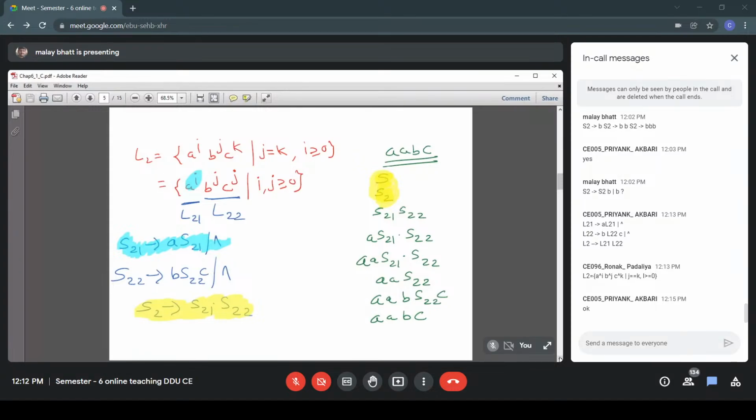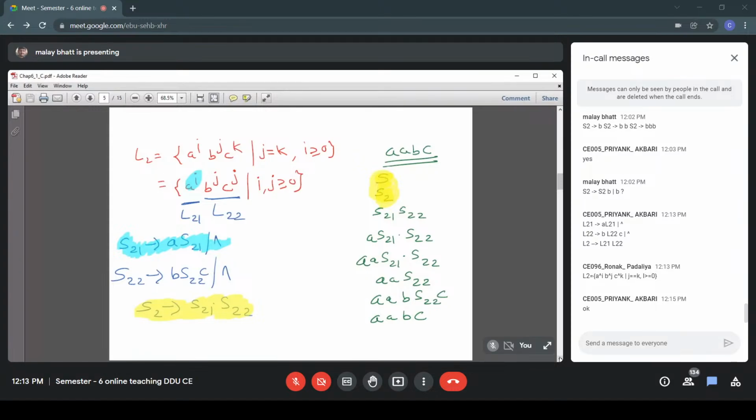S2. Now, this step is very important. S is equal to S2 because our actual language is what? Language L, which is either I equal to J or J equal to K. So to achieve this OR operation, we have to add one extra rule, S, which gives us S1 or S2. I hope you're getting this step.